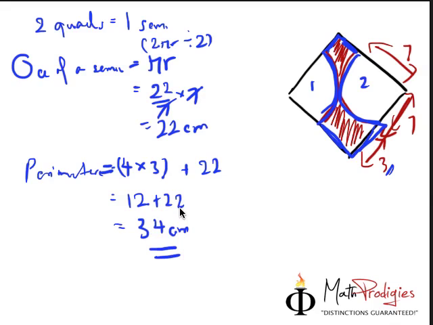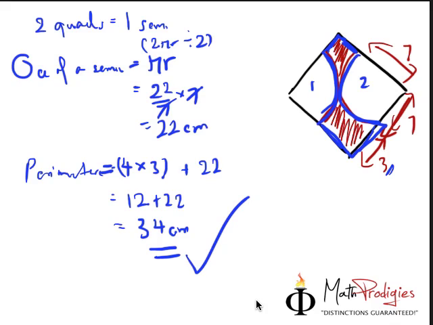Let's check again. 2 quadrants therefore give you 1 semicircle. 2 pi r is the circumference of a circle, therefore divided by 2 you get pi r. 22/7, you cancel, you get 22 cm, which is right, and you add the 4 times 3, which is 12, and hence you get 12 plus 22, 34 cm, and therefore that is correct.